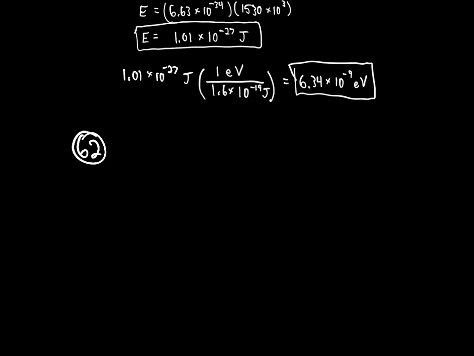Number 62 says, if the position of an electron in a membrane is measured to an accuracy of 1.00 micrometers, what is the electron's minimum uncertainty in velocity? If the electron has this velocity, what is its kinetic energy? And then part C, what are the implications of this energy, comparing it to typical molecular binding energies? So part A, they give us an accuracy of 1 micrometer. What does that actually mean? Accuracy, what variable would that be?